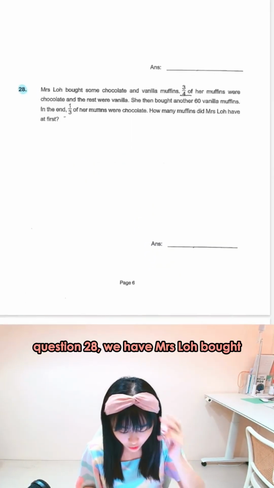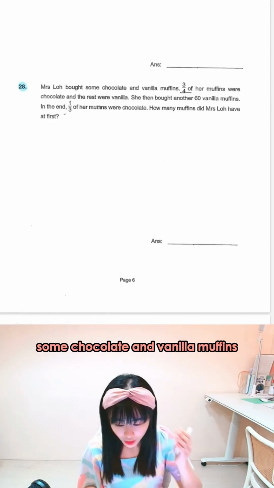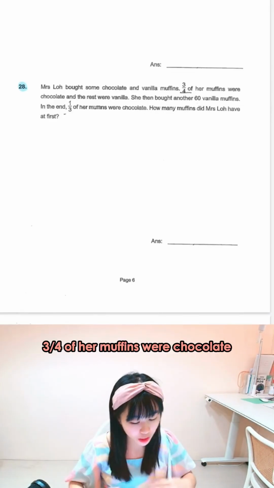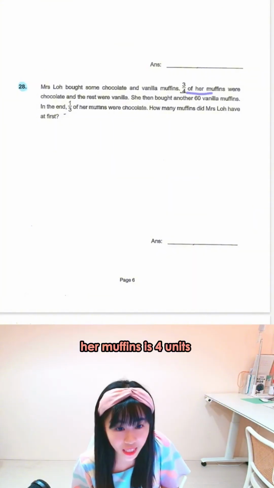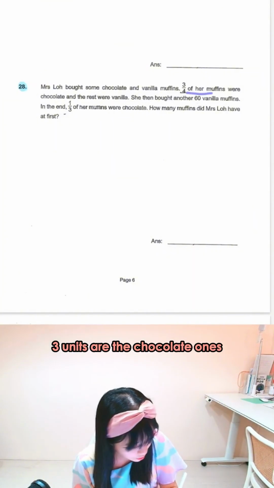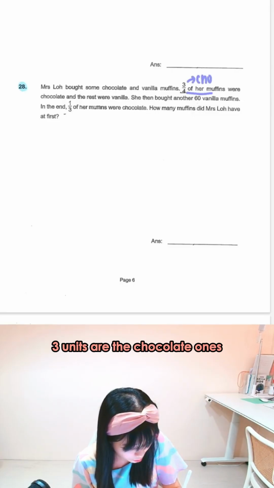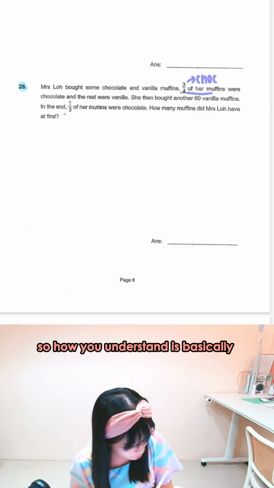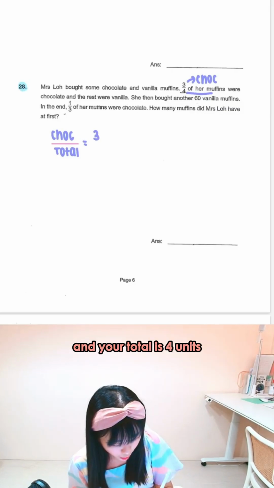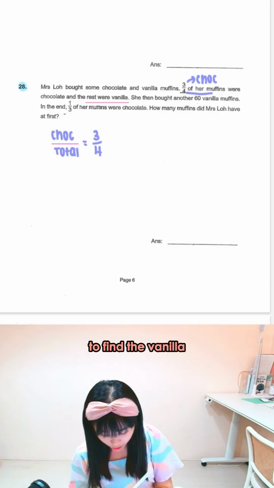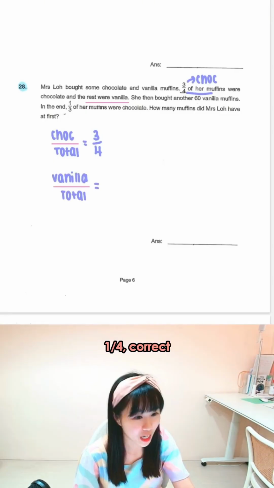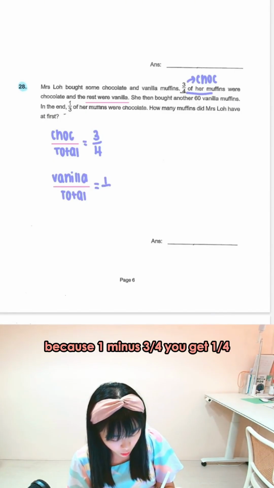Question 28. We have Mrs. Low bought some chocolate and vanilla muffins. 3/4 of her muffins were chocolate. Her muffins, okay, is 4 units. Out of the 4 units, 3 units are the chocolate ones. So how you understand is, chocolate is 3 units and your total is 4 units. The rest were vanilla. So if you want to find the vanilla, what is the fraction? 1/4, correct. Because 1 whole minus 3/4, you get 1/4.